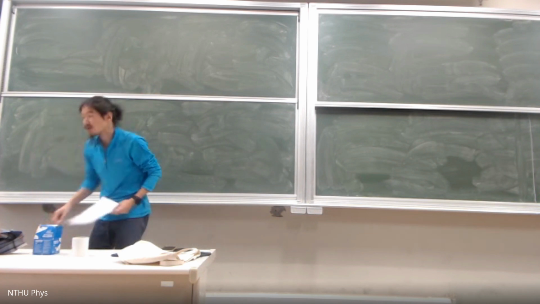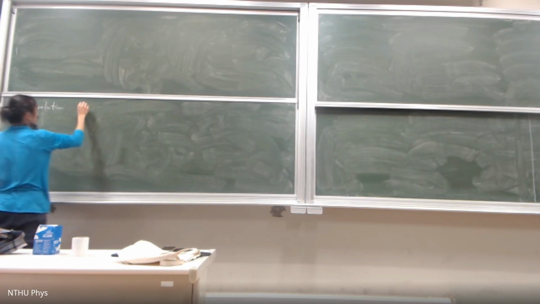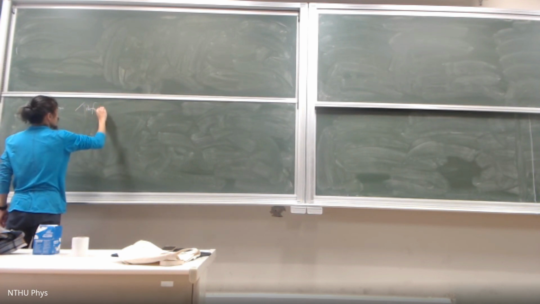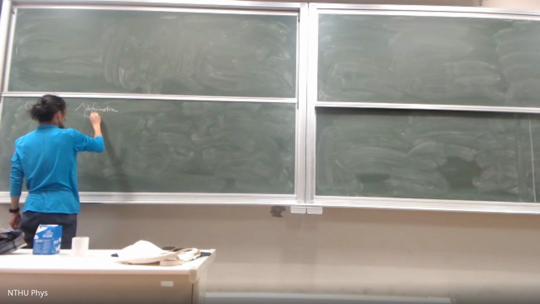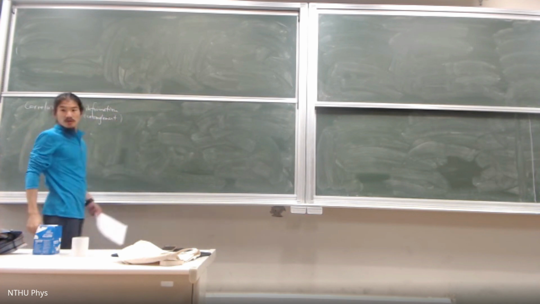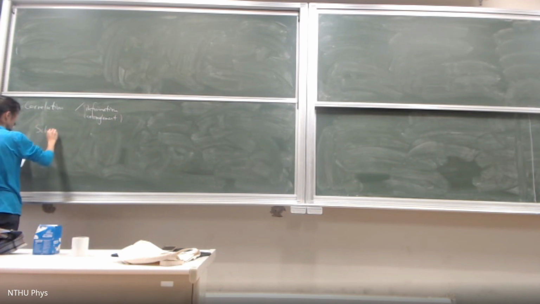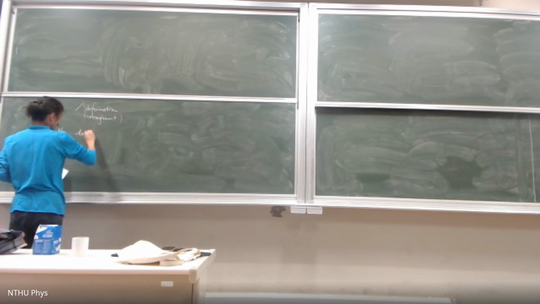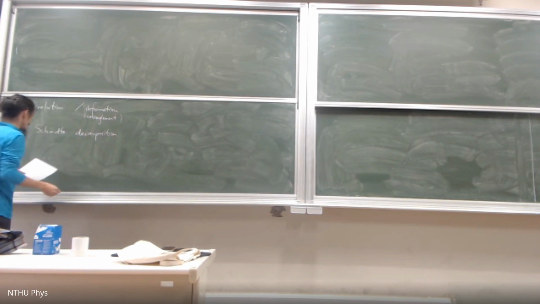So today we'll continue our discussion about the information aspect, focusing on correlation, information, or entanglement. Last time we talked about Schmidt decomposition. This is a method for a quantum state.